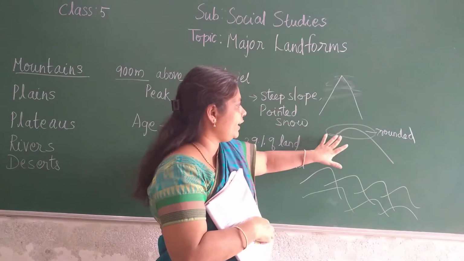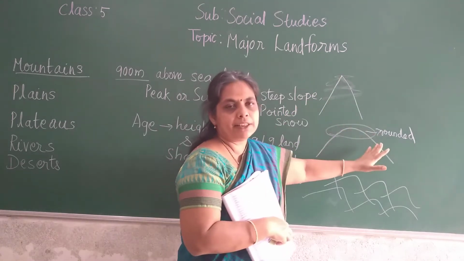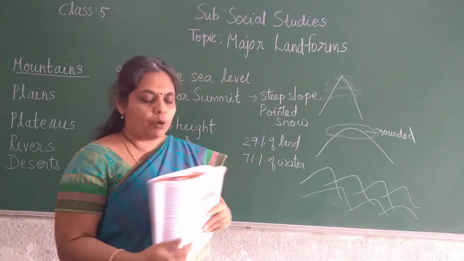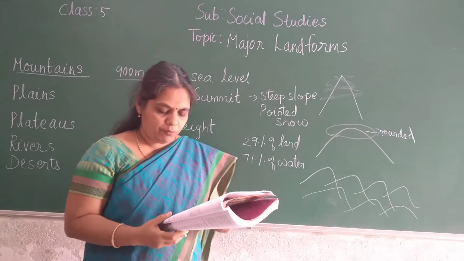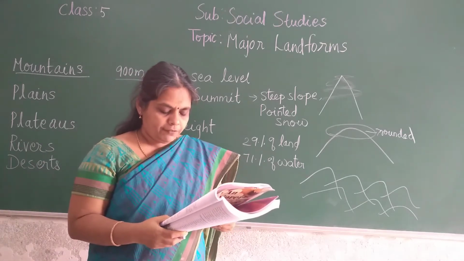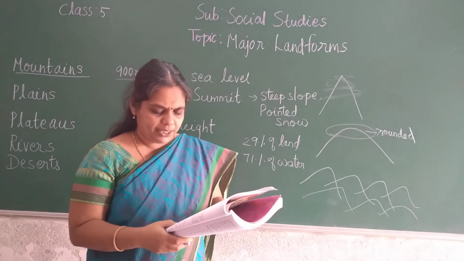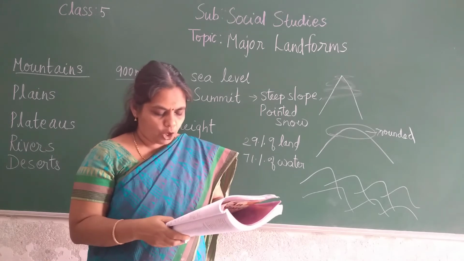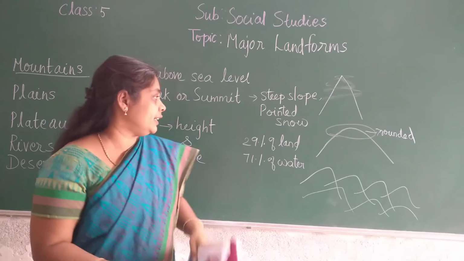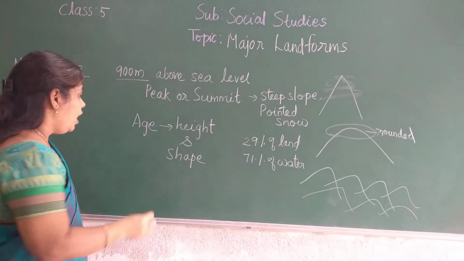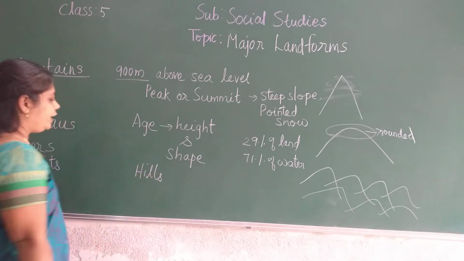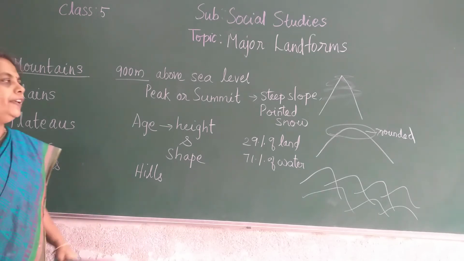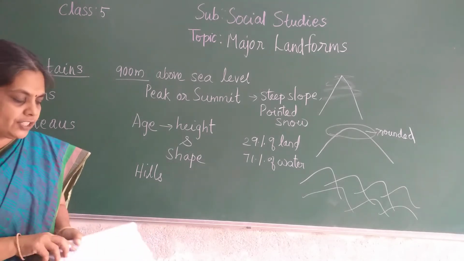If they have a rounded mountain like this, no, they are all old mountains, children. Okay, once again I read: the height and shape of mountains tells us the age. Young mountains have pointed peaks and old mountains have rounded peaks. Mountains that are not very high are called hills, children.